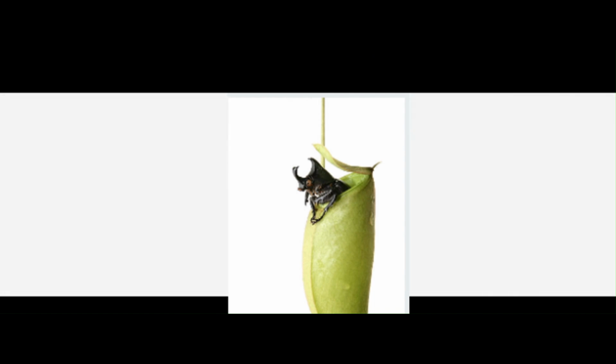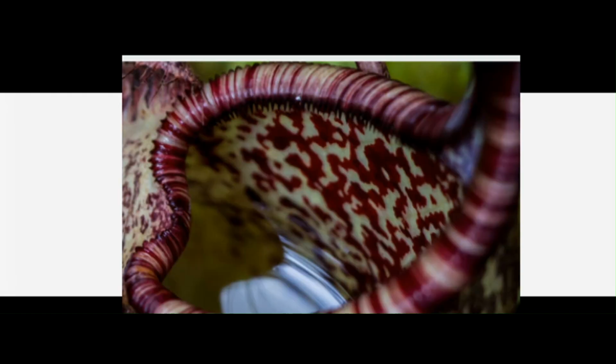Inside the pitcher there are hair which are directed downwards. When an insect lands in the pitcher, the lid closes and the trapped insect gets entangled into the hair. The lid closes and the insect is trapped. The insect is digested by the digestive juices secreted in the pitcher, and its nutrients are absorbed. Such insect-eating plants are called insectivorous plants.